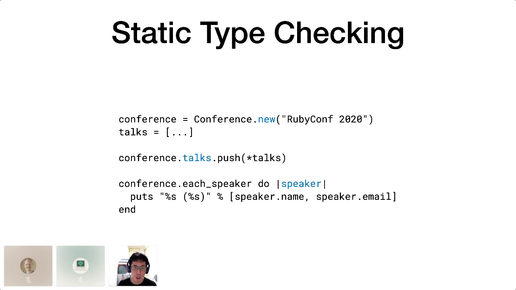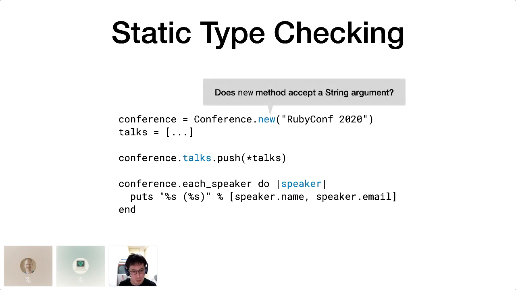The first one is, what is the type of the new method? We pass a string argument to the new method, but we don't know what the method signature of the new method is. It may accept a symbol, or it may accept an integer for years, or maybe it accepts a keyword argument. How about talks? It looks like an array or something like a collection, but it may be a set or hash. If we assume that the talks object is an array, then we can use the push method. But if it's a set or hash, we cannot use the push method. We need to use merge or maybe store or like that.